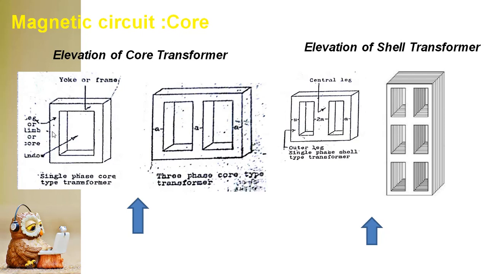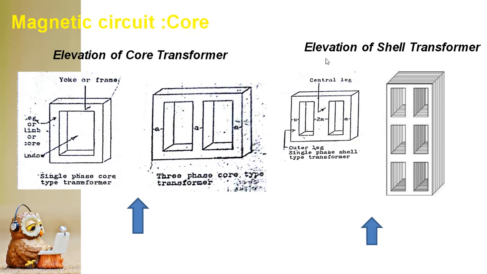In single phase, the widths of the limbs are equal. It means the width of this limb equals the width of the other limb. Coming to the three phase core type transformer, you can see we have three legs, and this is the yoke, the horizontal portion. You can also observe that the widths of all three limbs are equal here. In a three phase core type transformer we have two windows, this is window 1 and this is window 2, whereas in a single phase core type transformer there is only a single window, right?